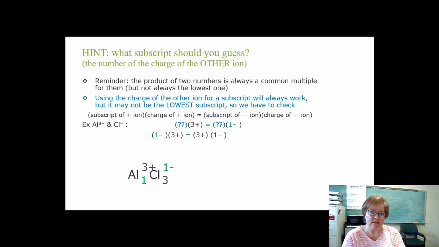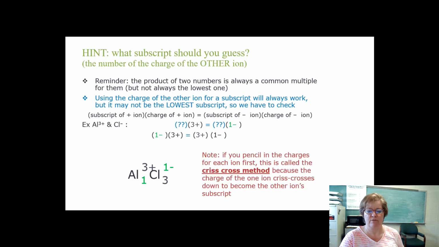But the best subscripts that we should guess at would be the subscript that's the charge of the other ion but without its sign. So for aluminum, I would guess 1 because the charge of chlorine is a 1 minus. So I just take the 1 part and I make that the guess for the subscript. Same thing with chlorine. I'm going to make the guess be a 3 without the plus sign, just the 3, and I'm going to try those as guesses. It's always going to cancel out in charges, because they're really the same two numbers multiplied in different ways. So I check, and sure enough, they work.